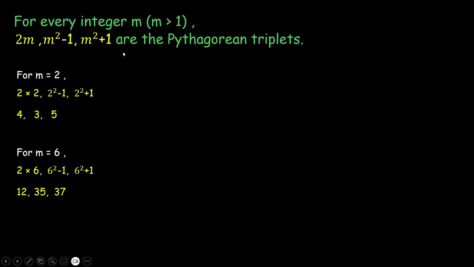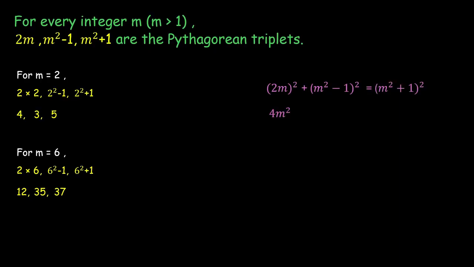Let's verify it as well. Since these are making the Pythagorean triplets, that means this should satisfy the Pythagorean theorem. And if you just notice over here, m square plus 1 always gives us the highest number. That means this forms the hypotenuse. So, if we just apply Pythagorean theorem here, it will say 2m whole square plus m square minus 1 whole square should be equal to m square plus 1 whole square.